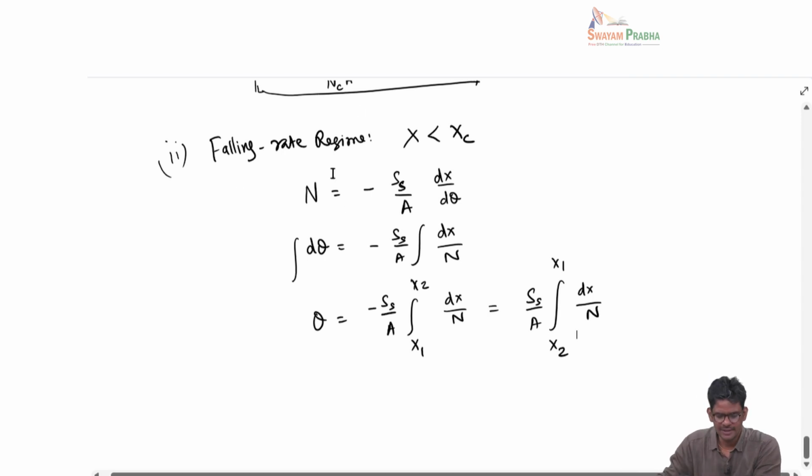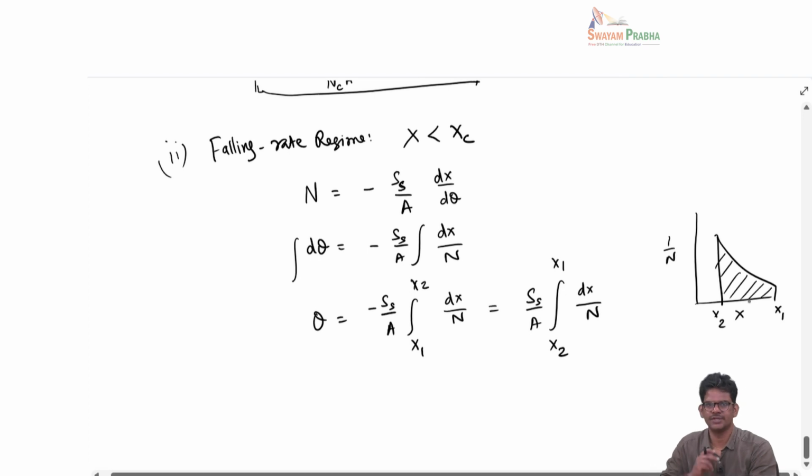So in the falling rate regime, the drying rate n depends on the moisture. So that's why I keep this n inside the integral. Okay, so this is something you can do graphically. We plot 1 by n versus x between x2 to x1, and then we get the area under the curve. That should give you the time for falling rate drying.